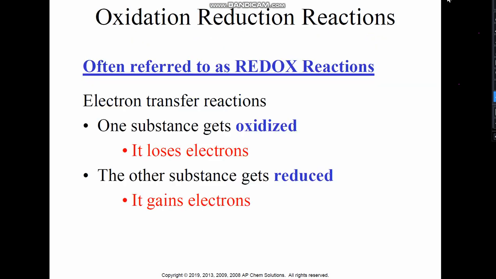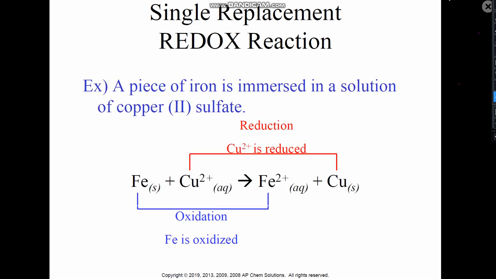So oxidation reduction reactions, we very briefly talked about this last semester. This is often referred to as redox reactions, electron transfer reactions. So one substance is going to lose electrons, and that's called oxidation. The other substance is going to reduce, and that is when it gains electrons. It does sound funny that something that loses electrons is oxidized, and when it gains electrons, it's going to be reduced, but we're going to look further into that.